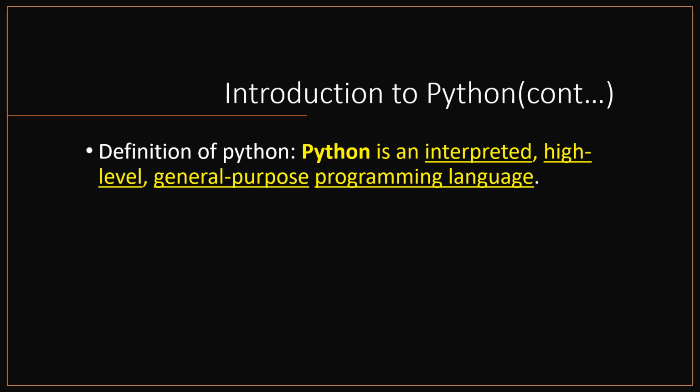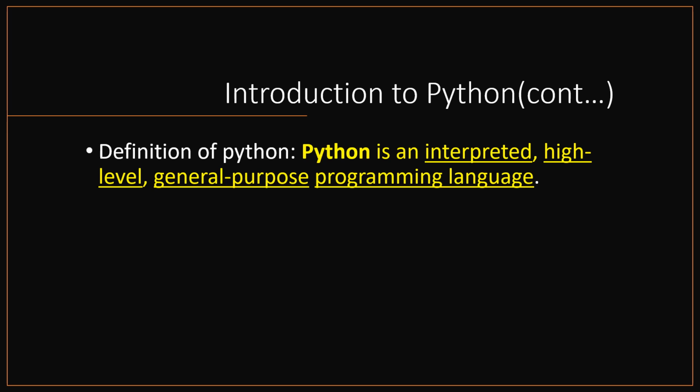Now let's see the definition of Python. Python is an interpreted high-level general purpose programming language. Do you know what a general purpose programming language is? Those programming languages which are used in many domains are called general purpose programming languages.